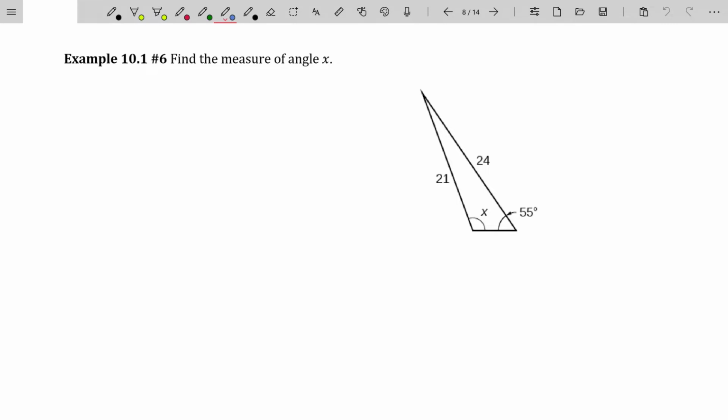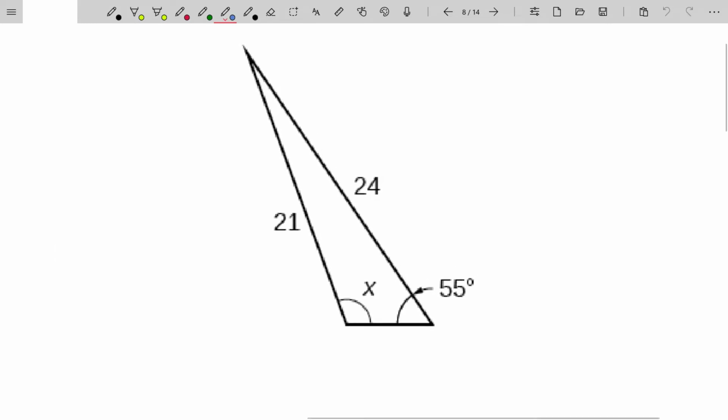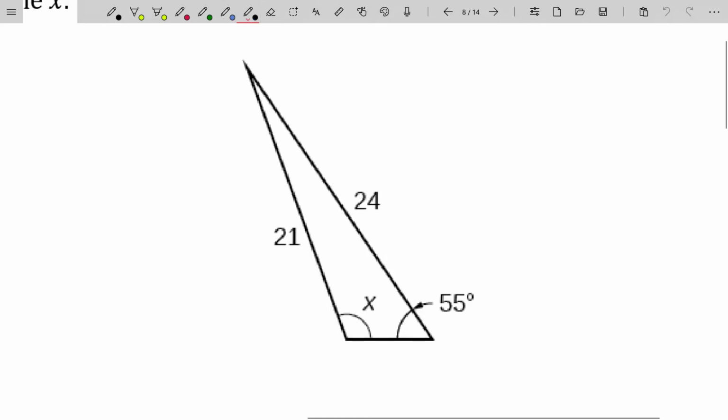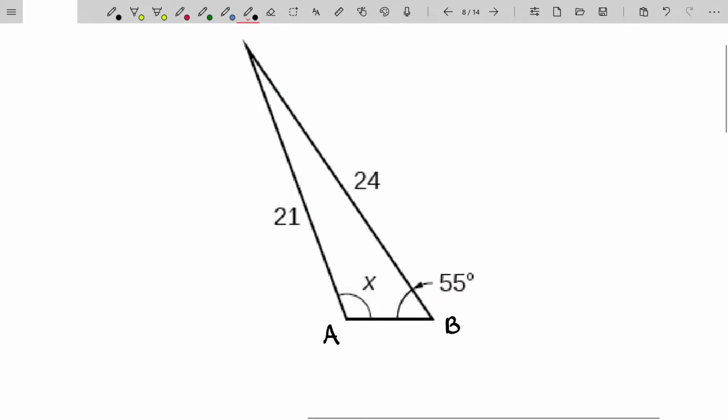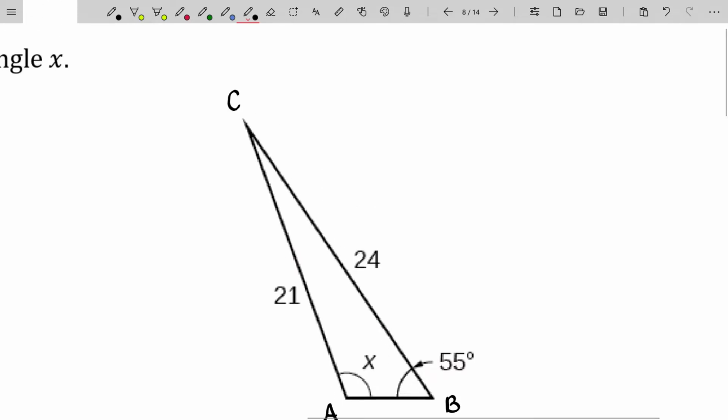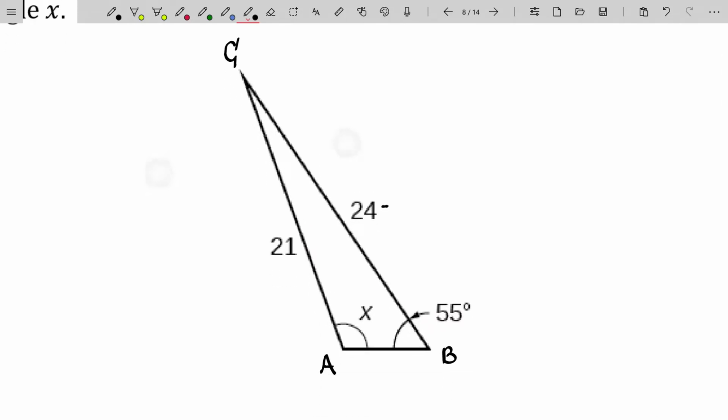So find the measure of that angle X. This is pre-written, something you would find in a textbook. In fact, this is from a textbook. What you could do here is label these anything you want. I'm going to label this angle A, this angle B, and this angle up here angle C. Therefore, this would be side little a, this side little b, and this side little c.